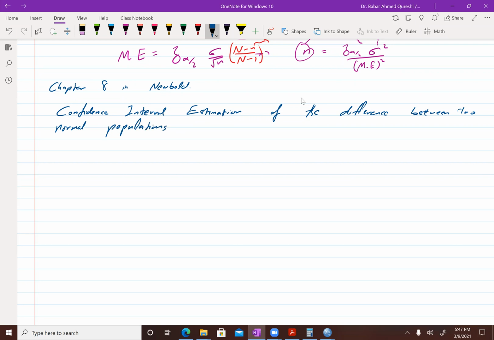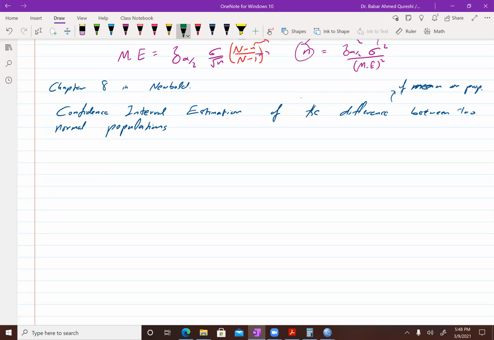Difference of, let's say, mean or proportion, any of those things. Why would you need this? Well, this is a very commonly occurring problem because many a times you are comparing two things. You're trying to decide which one is better.